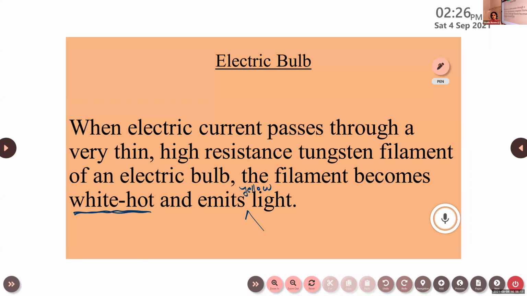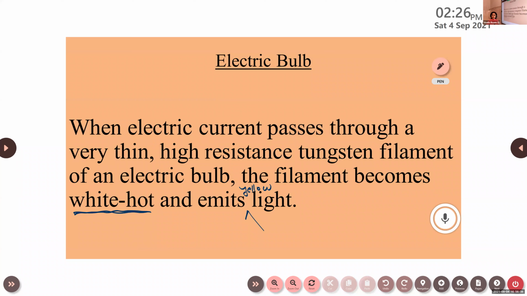Do we use this? No. Instead of incandescent bulbs, we prefer which type of bulbs? Tube light or CFL bulb. Nowadays, instead of CFL, we are promoted to use LED bulbs, LED with white light. These LED bulbs don't contain any kind of filament.